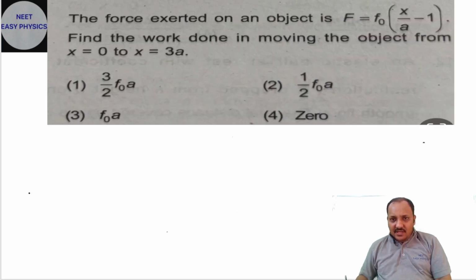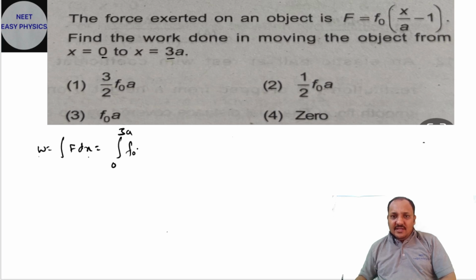Next is the force experienced on a particle, F, which they give. Find the work done in moving the object from 0 to 3a. This is the work done formula: work done is the integral of F dx, where x is changing from 0 to 3a. The F value they give is F naught into (x by a minus 1) dx. You can expand this: F naught into x by a dx minus F naught dx.